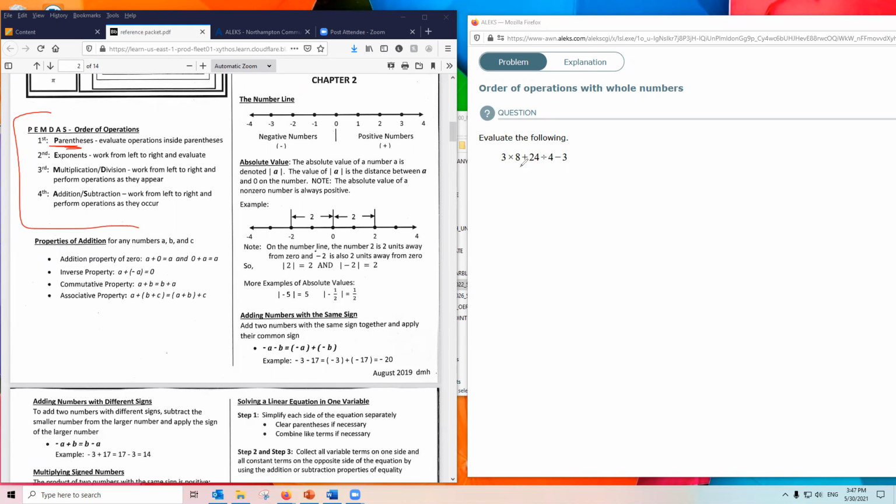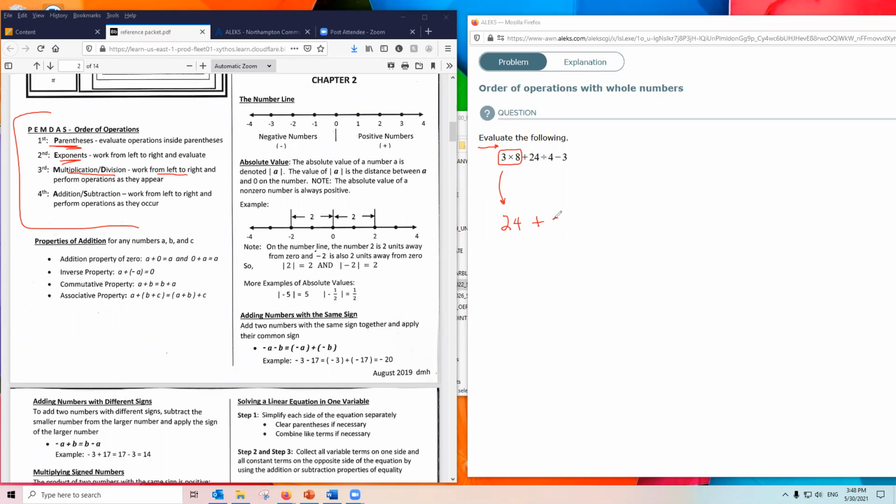Well, in our example, we don't have any parentheses. The second step is work out any exponents. Well, we don't have any exponents. The third step is work out any multiplications or divisions going from left to right. Now that's important that I go from left to right. As I go from left to right, the first thing I'm seeing is this multiplication. So I'm going to work that out. 3 times 8 is 24.